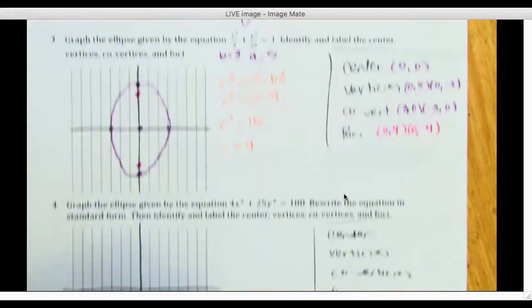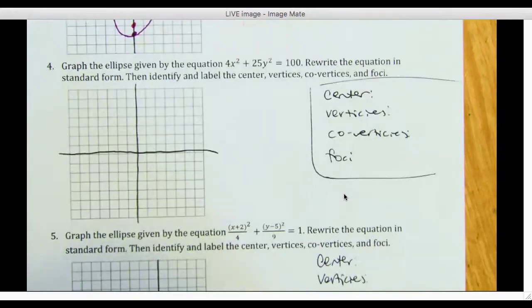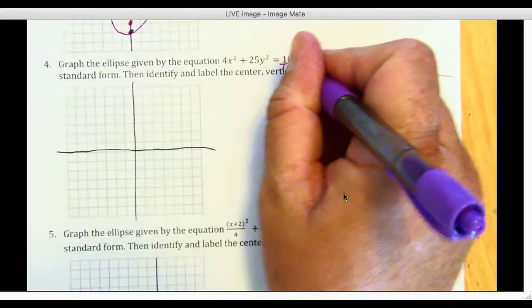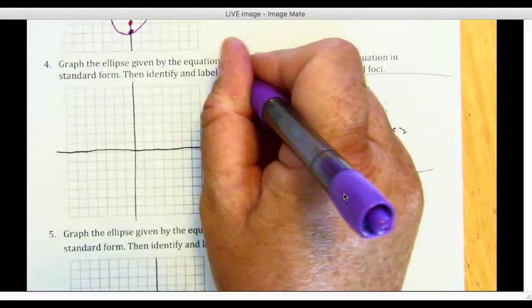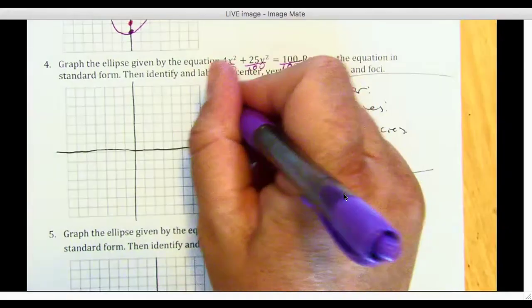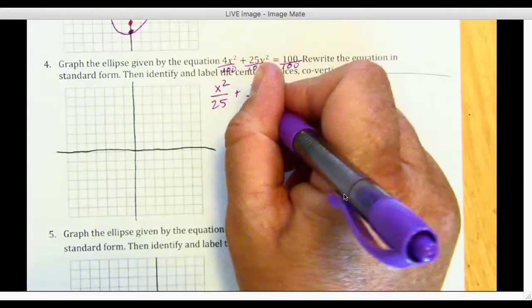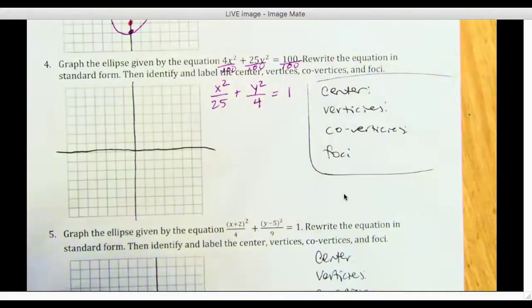All right. So the next example, we are given the equation, but it is not quite in standard form. Normally they are set equal to 1, not equal to 0. So I need to divide by 100 everywhere. So I'm going to divide by 100. And 4 and 100 reduce to x squared over 25. And 25 and 100 reduce to y squared over 4. And then 100 over 100 becomes 1.